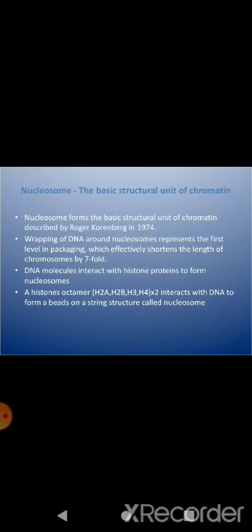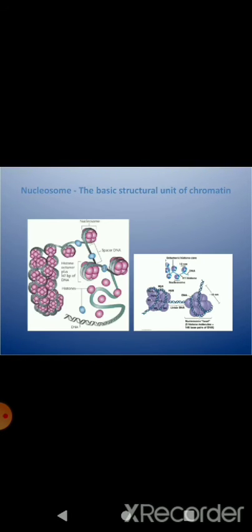The wrapping of DNA around nucleosomes represents the first level in packaging, which effectively shortens the length of the chromosome by 7-fold. DNA molecules interact with histone proteins, as can be seen in the figure, to form the nucleosomes. A histone octamer interacts with DNA to form a beads on a string structure. The H1 histone links two nucleosomes together and the nucleosomes swirl around themselves and give rise to the chromatin fiber, which is 30 nanometers in diameter.